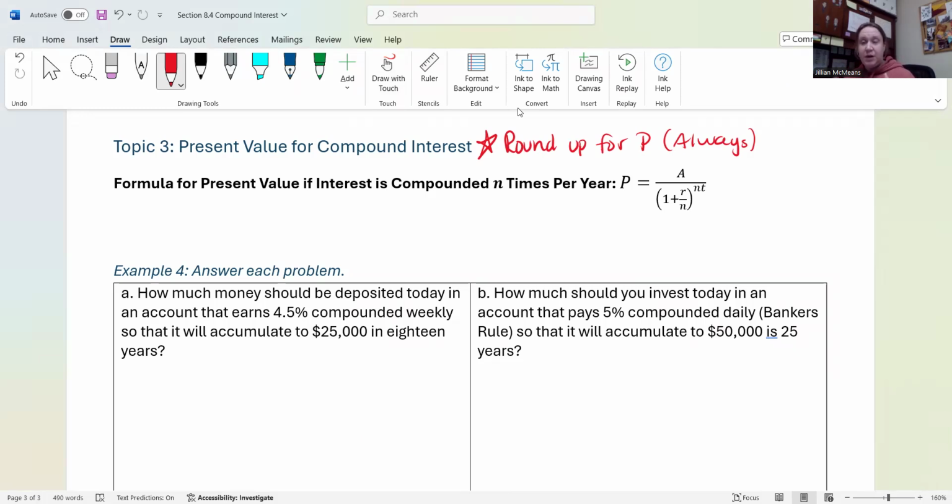The reason for that is we have a goal, A. We need to figure out the present value so that we achieve a very specific future value. So we have to at least achieve that future value, if not more, okay? So we always have to round up to guarantee that we reach our future value, because even if we're a fraction of a cent off, we didn't reach our future value, okay? So always round up for P.